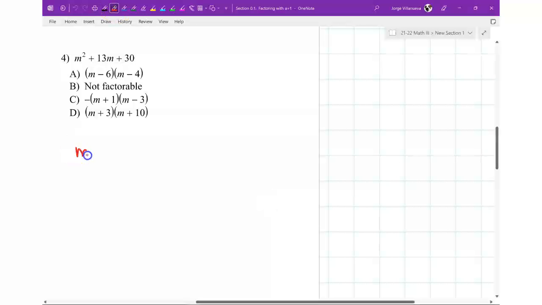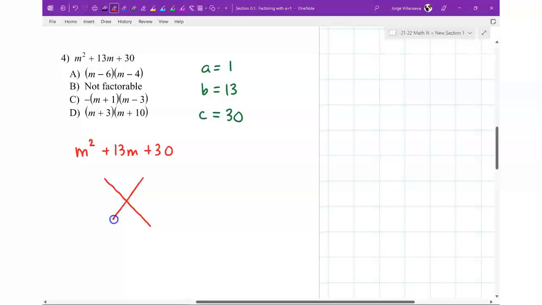So I get m squared plus 13m plus 30. And remember, I like to write my ABCs here. A, B, and C. So let's see. My A term is 1. What's my B term? 13. Thank you. My C term? 30. So there we go. We have our ABCs right there: 1, 13, and 30. So I'm just going to do my X here.